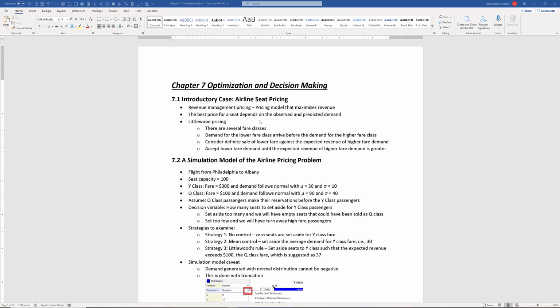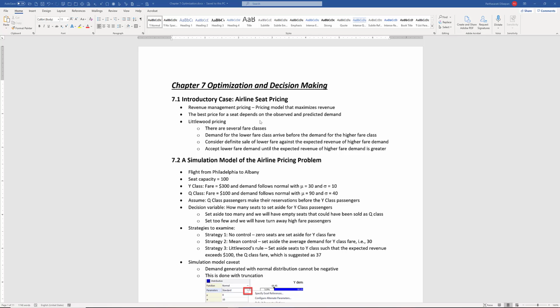What are the factors that determine the price? Well, it depends on the observed and the predicted demand. So what do we predict our demand is going to be like at different price levels? And how do you come up with the best price and the tiers? How many tiers should you have, and what should be the price for each tier?